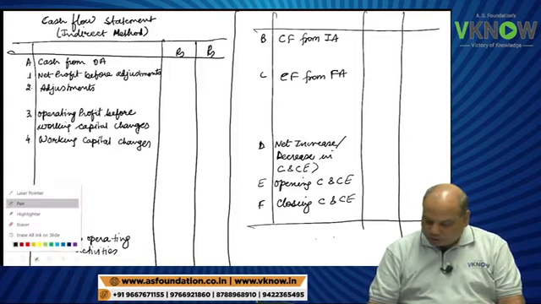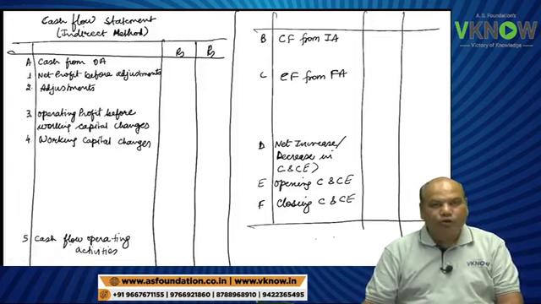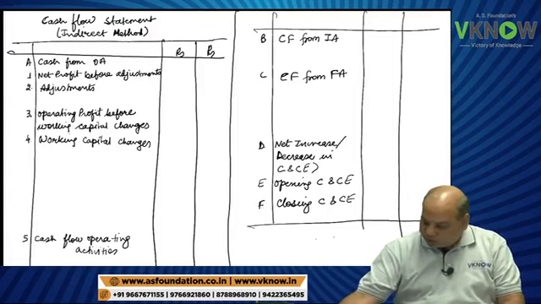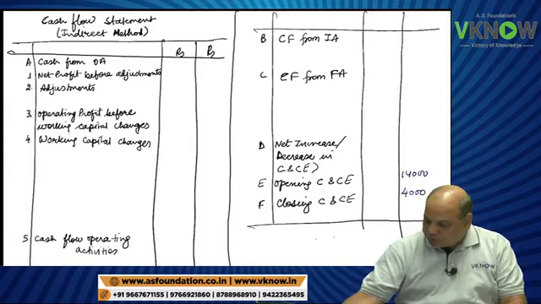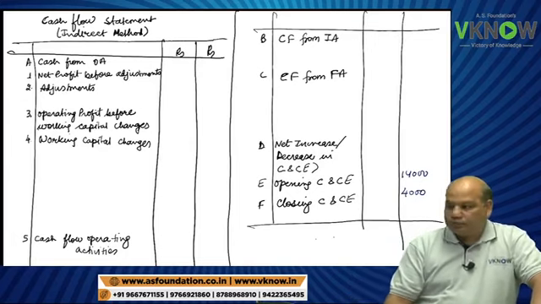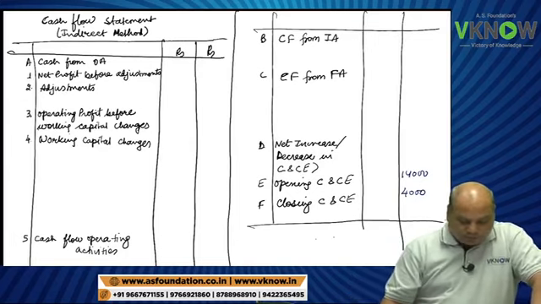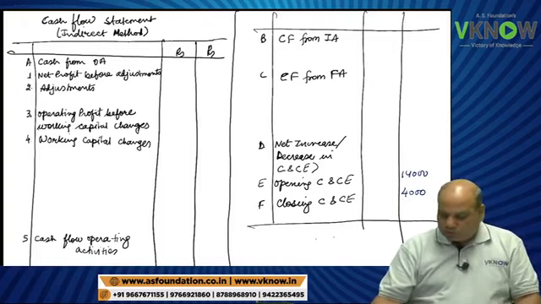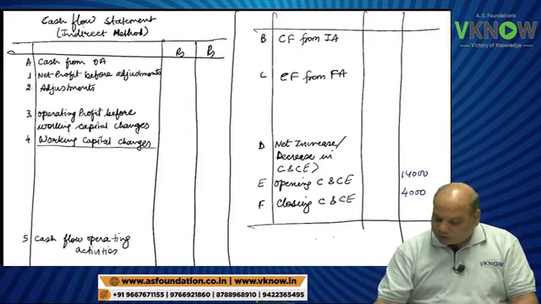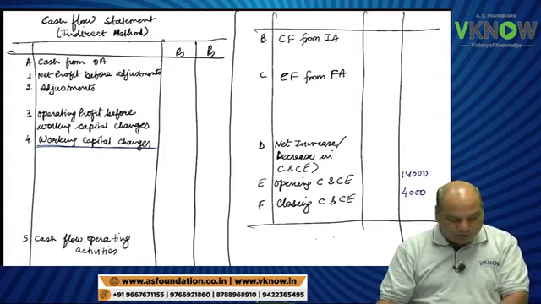Let us start together. All of you have drawn the format. Cash opening balance 14,000. Point number E. Closing balance 4,000. Point number F. Accounts receivable will come in operating activity, working capital changes.